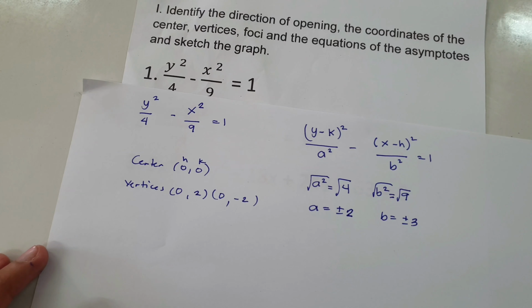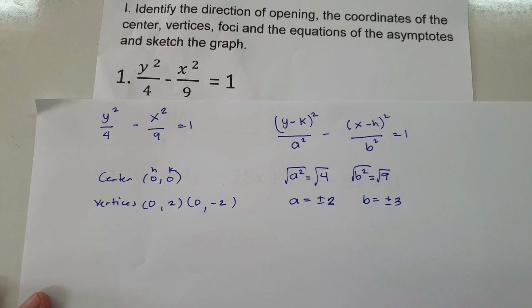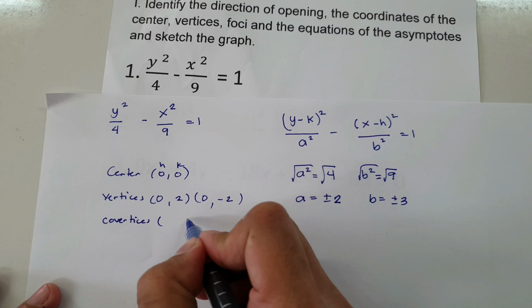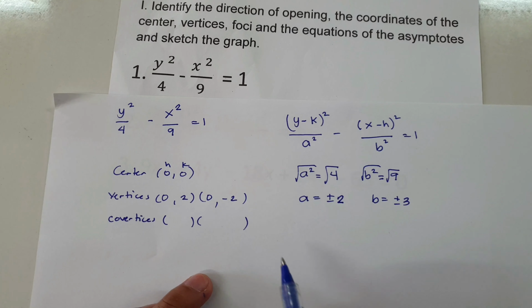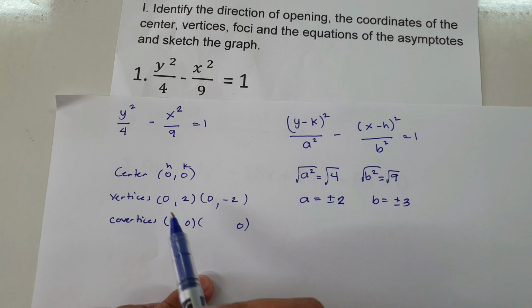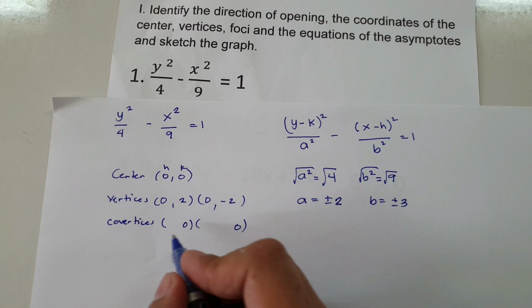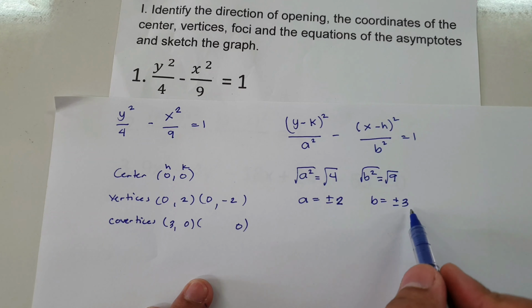Now, let us determine the coordinates of our covertices. To find the covertices, we simply copy the value of k, that is 0, and then add the value of b to h. That is 0 plus 3, that is (3, 0). And then 0 plus negative 3, that is (negative 3, 0). So those will be the coordinates of our covertices.